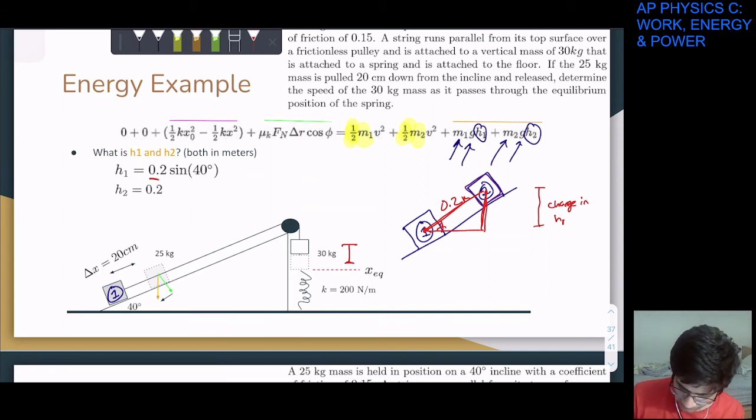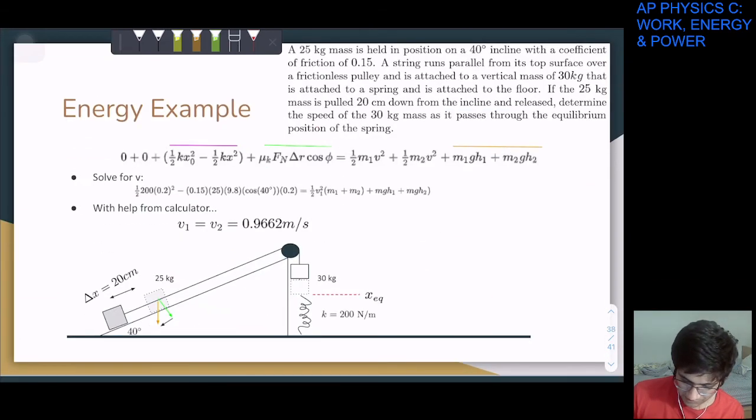Quick recap here. I think we've solved everything on the right-hand side except for V. We know everything on the left-hand side, so it looks like we're good now. Okay, let's plug it in. So 1/2, good. K is 200. X0 is 0.2. You can take my word for it that this term here is 0.